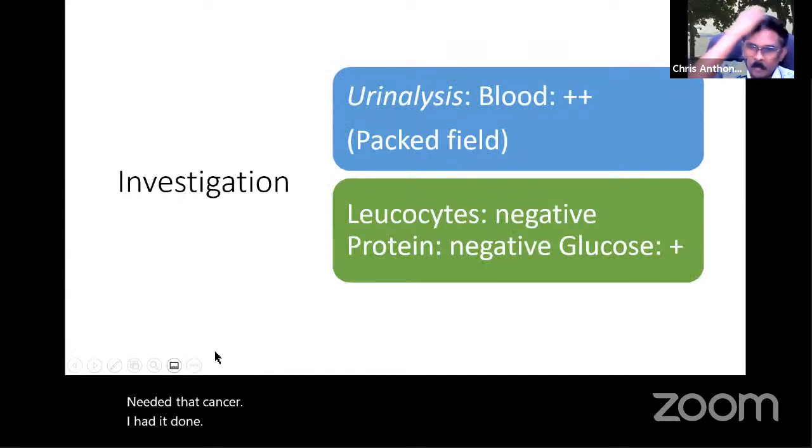Okay, now the investigations come back, the urine analysis. There is plenty of blood in the urine, blood cells, RBC packed. That means every field you see is full of RBC, which means there is blood. Leukocytes negative, protein also negative, glucose is positive. Okay, now Japsim again, continue.